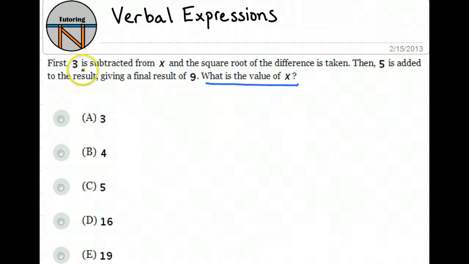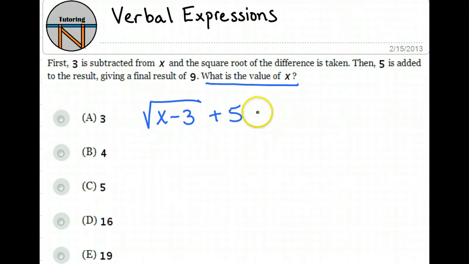The first approach is very direct, and it requires us to translate the verbal expressions and sentences into algebraic expressions and equations. So, let's go ahead and translate. 3 is subtracted from x. So we can write down x minus 3. And the square root of the difference is taken. So we're looking at the square root of the difference of x minus 3. Then 5 is added, so plus 5, giving a final result of 9. That means this entire expression equals 9.